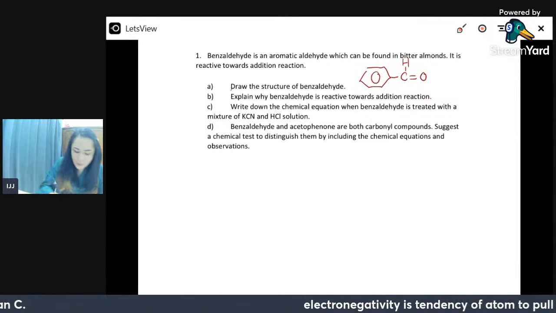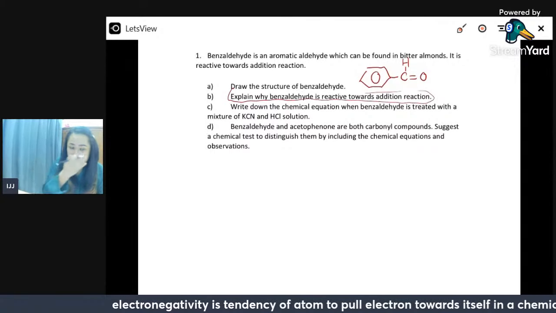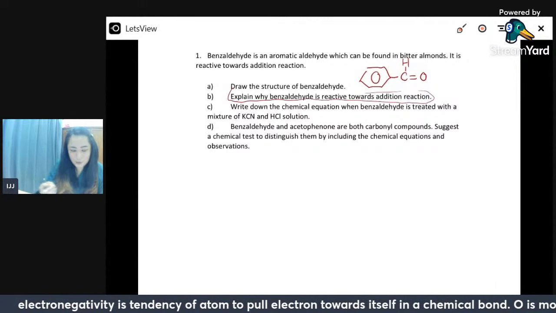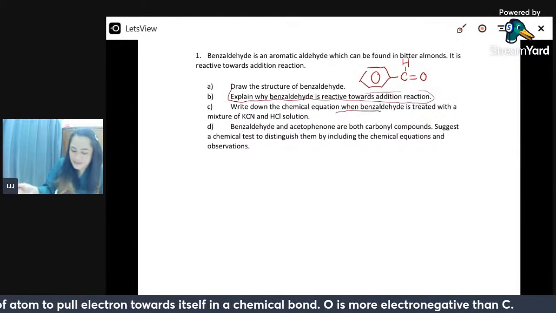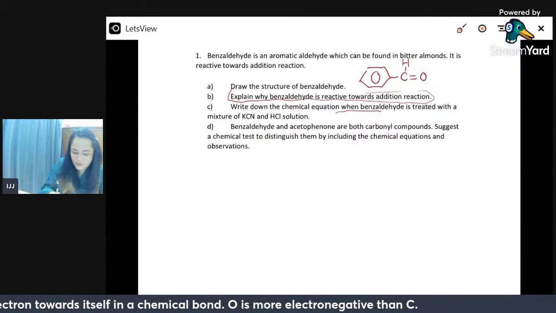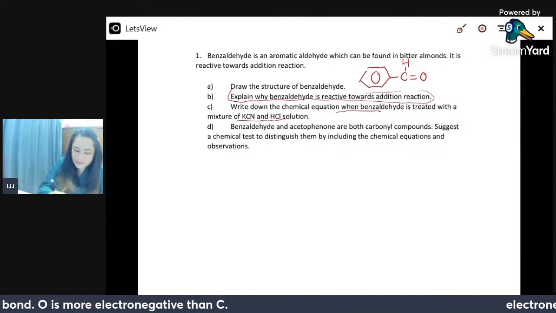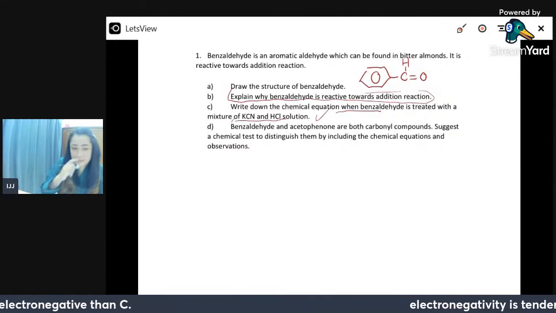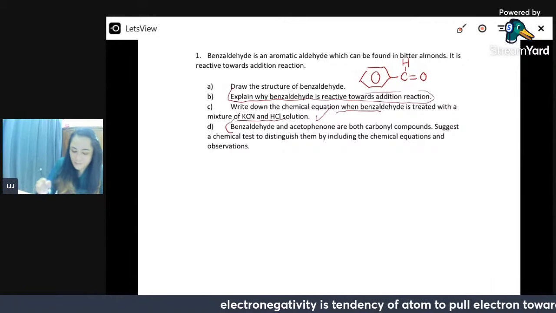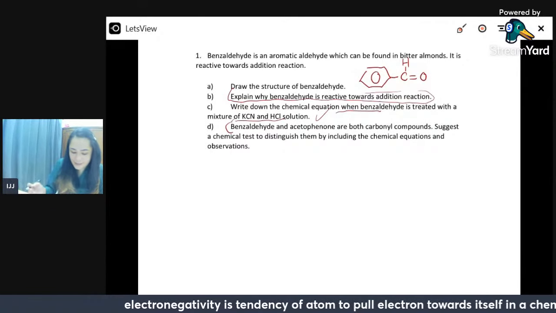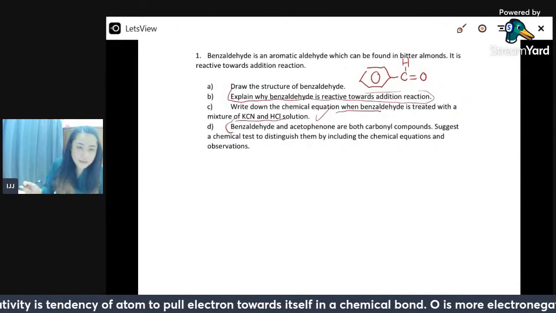So I already explained why benzaldehyde is reactive towards addition reaction. Later nanti kita bincang, nanti madam tunjukkan skema. Write down the chemical equation when benzaldehyde is treated with mixture of KCN and HCl. Itu senang saja. Ini madam mau terangkan lagi: benzaldehyde and acetophenone, suggest a chemical test to distinguish them by using a chemical equation.